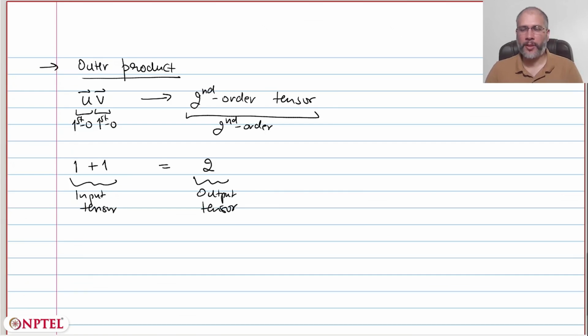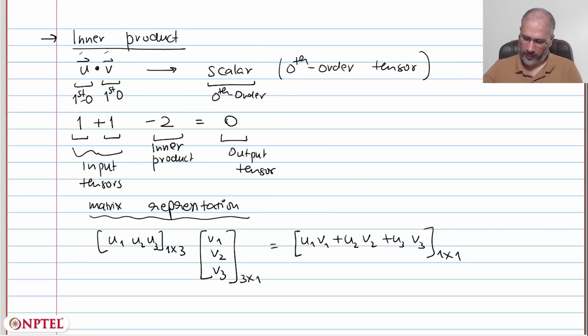output tensor. So we see that there is no minus 2 here, because the minus 2 happens because of an inner product in the orders. Since there is no inner product, it's an outer product, so the input tensor orders simply get added and we get a second order tensor as a result. So let's go back and compare with the inner product. In the inner product we had -2 here, but that is not there in the outer product.